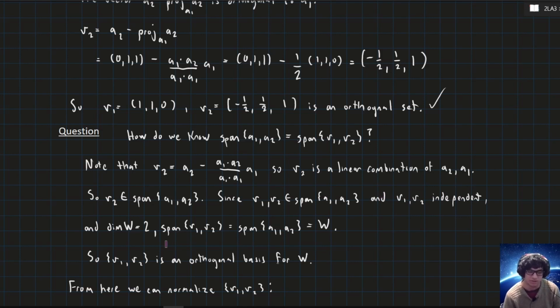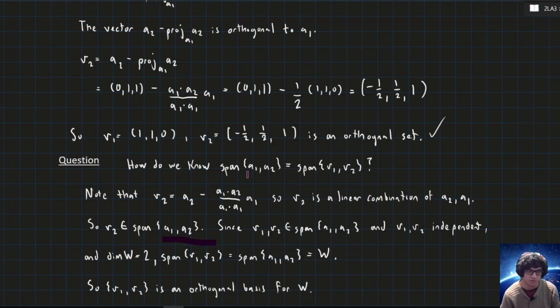Therefore, we can conclude that the span of V1 and V2 is equal to W. Why can we say that? It's a consequence of the basis theorem from lecture 7. If you have a two-dimensional space, then any two independent vectors in that space will automatically be a basis and therefore automatically span that space.